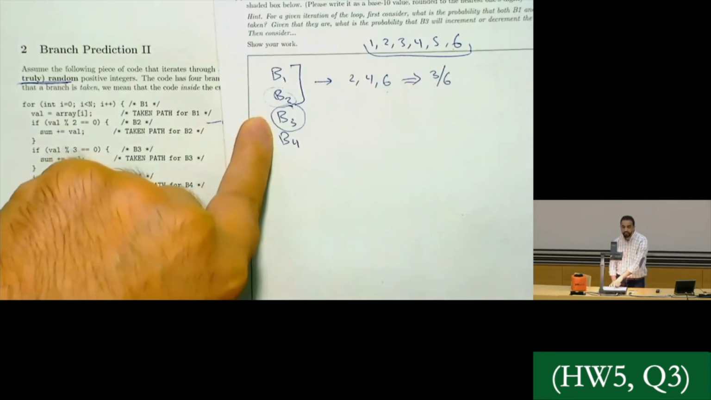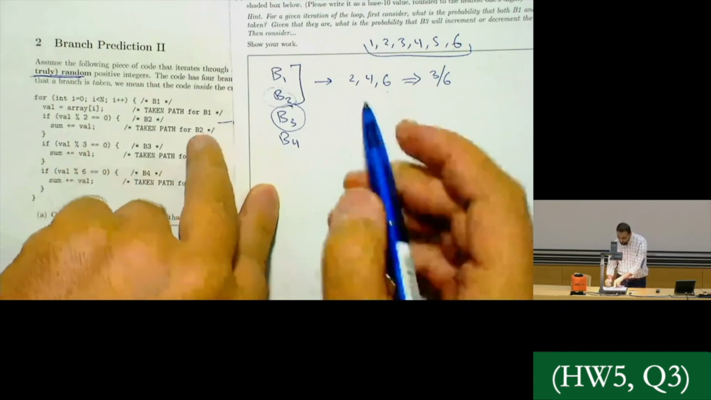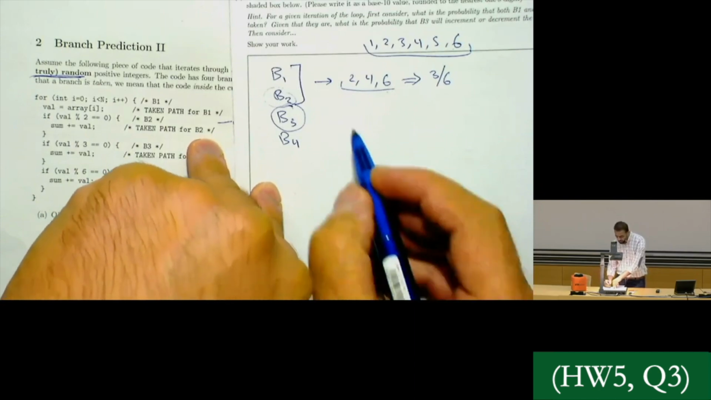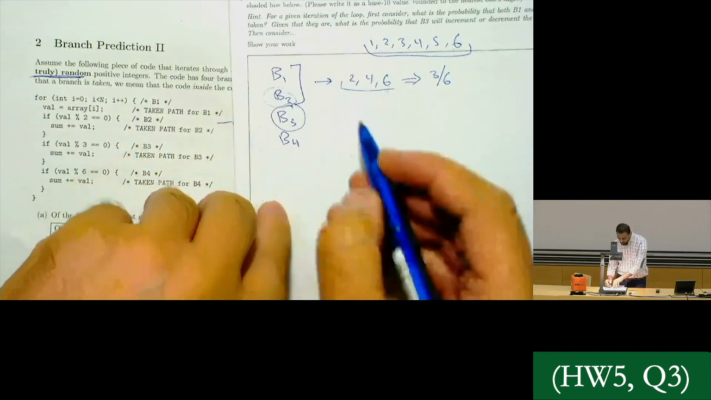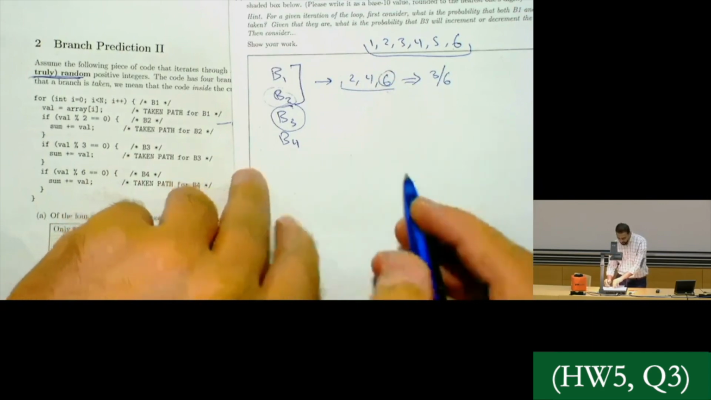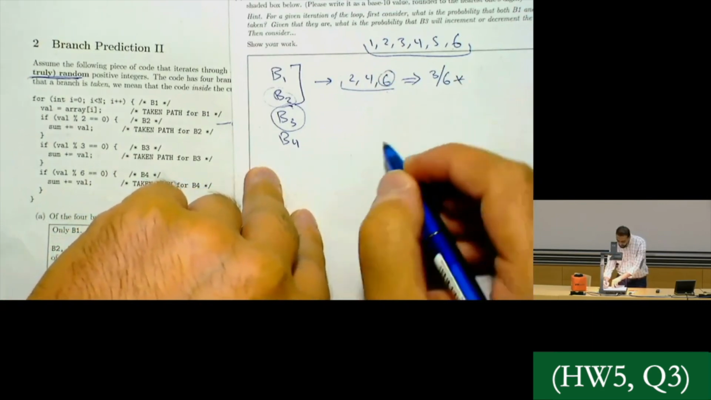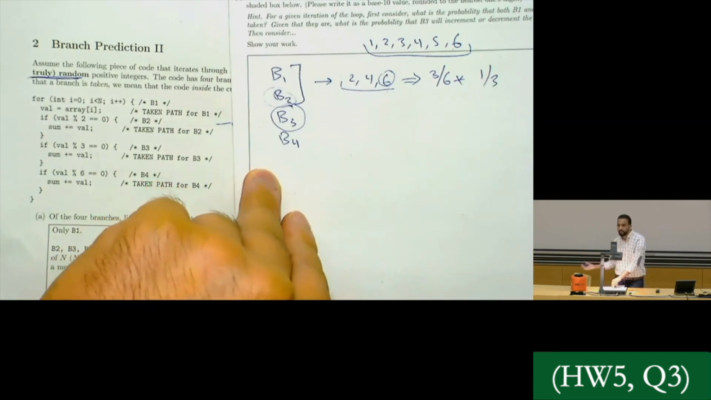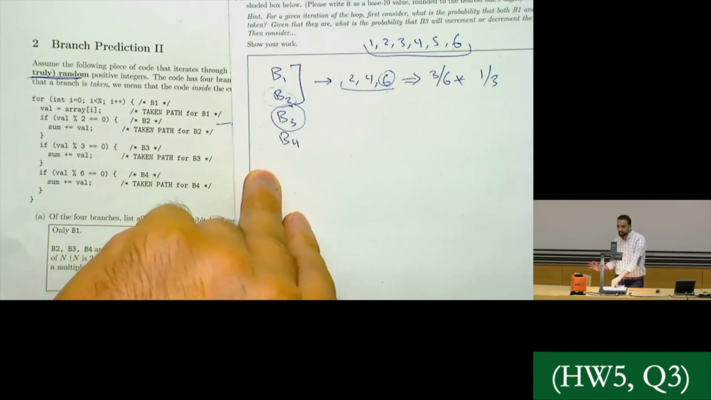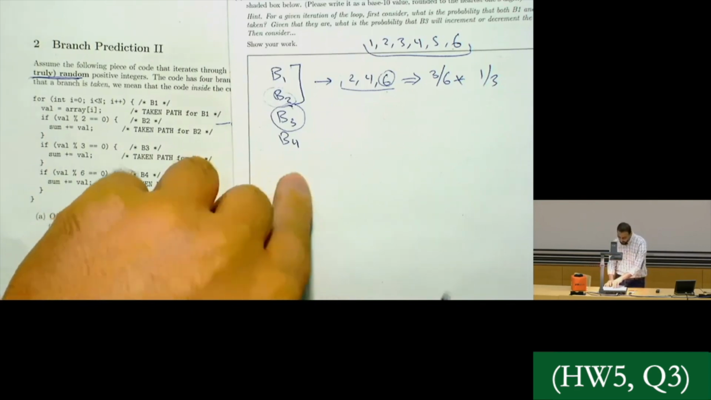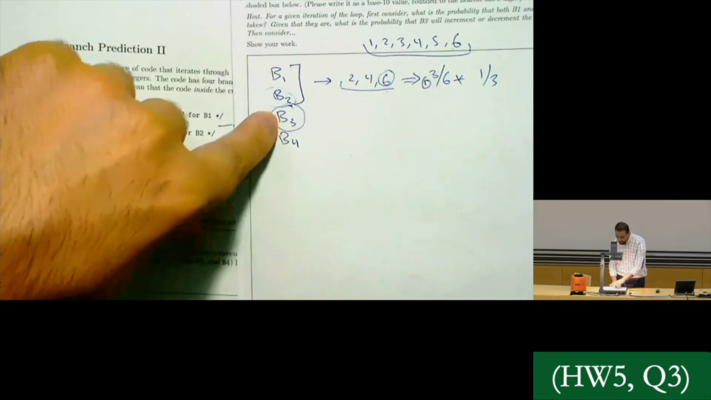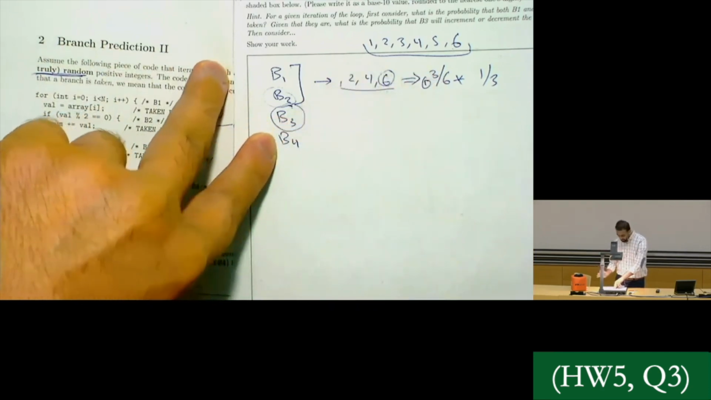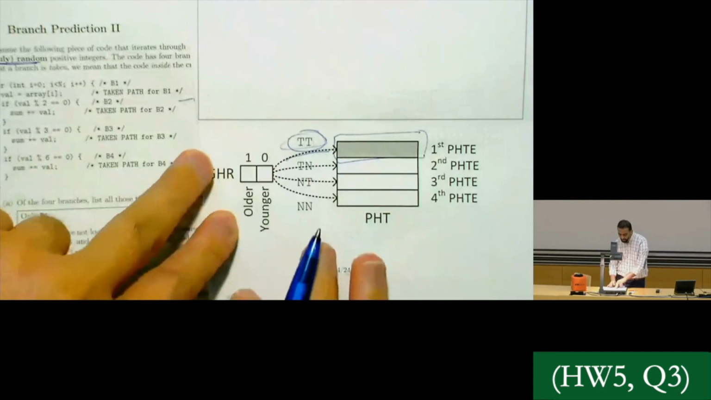Now, for B3 to be taken means that the number is a multiple of 3 as well. How many of those are multiples of 3? Only this one, right? Which is multiplied by 1 over 3, which is 1 out of 3 values. Clear? Okay, great. Now, this is for the first case where B3 is taken, given that B1 and B2 are always taken, based on the entry here. So both of them are taken.